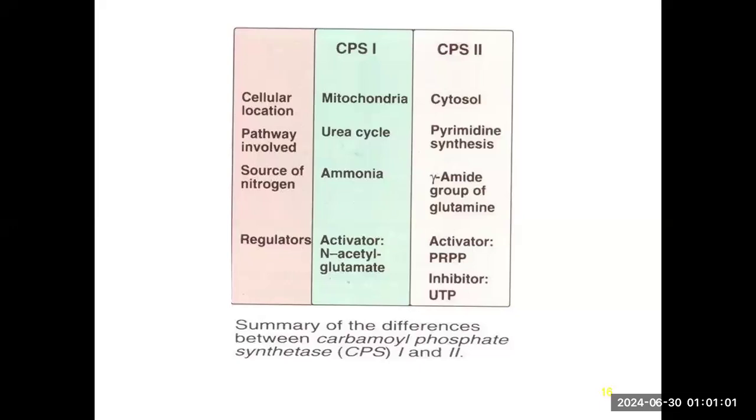The source of nitrogen for CPS1 is ammonia, and for CPS2, that is for pyrimidine, is the amido group of glutamine. Regulators: CPS1 is activated by N-acetyl glutamate, and CPS2 is activated by PRPP and is inhibited by UDP.